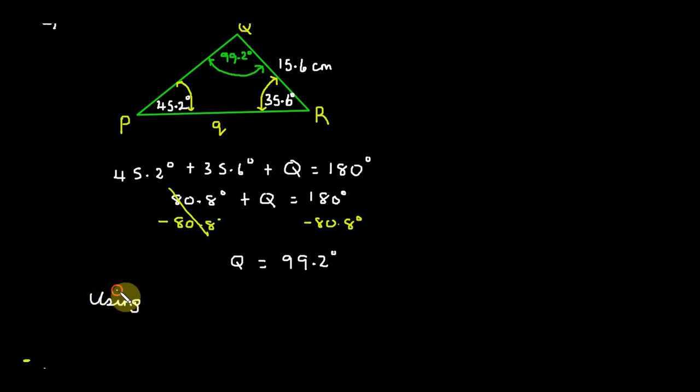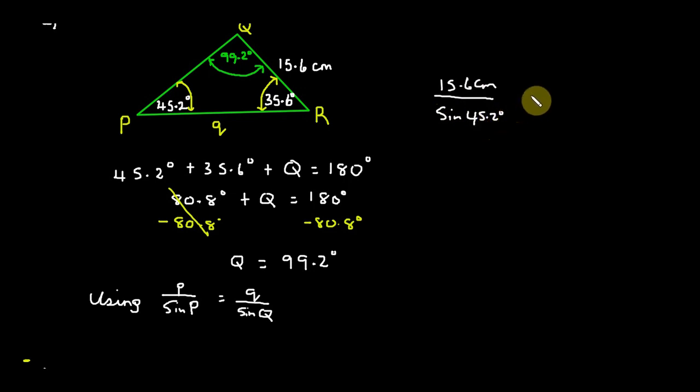Using small p divided by sine big P or angle P. We don't need R, eliminate that, but we're using Q. Small q divided by the sine of its opposite angle, big Q. And guess what? We substitute. And we will continue here. Small p is 15.6 cm. And guess what? Big P is 45.2 degrees. We're not using R, but we go on to Q.